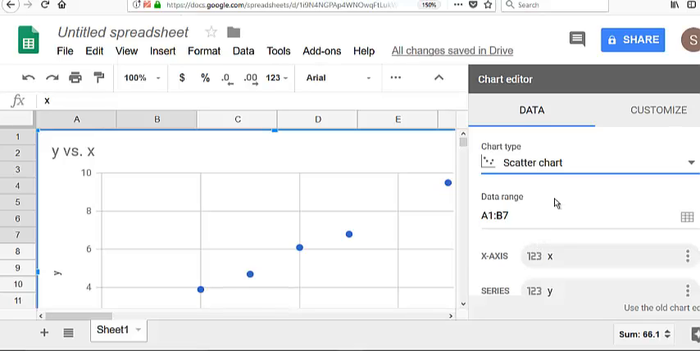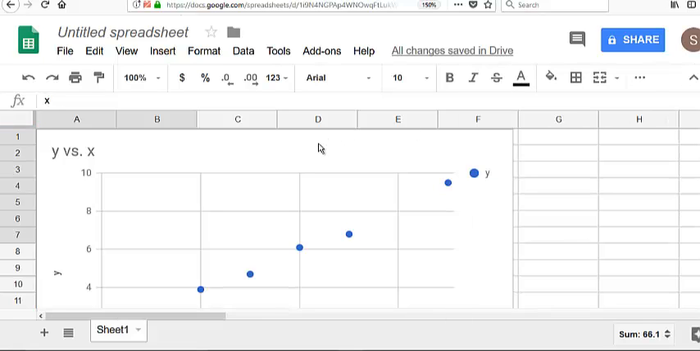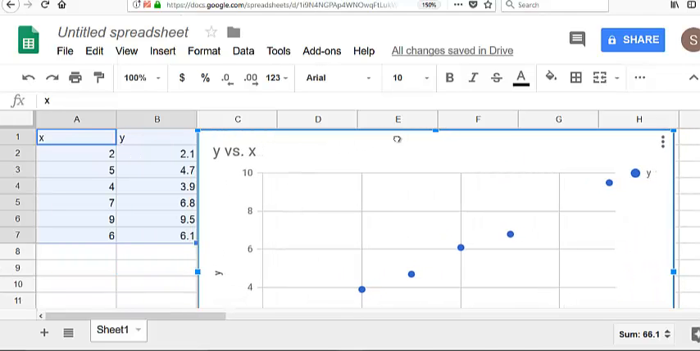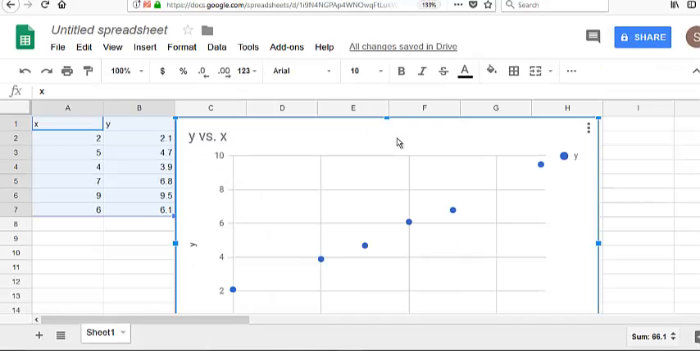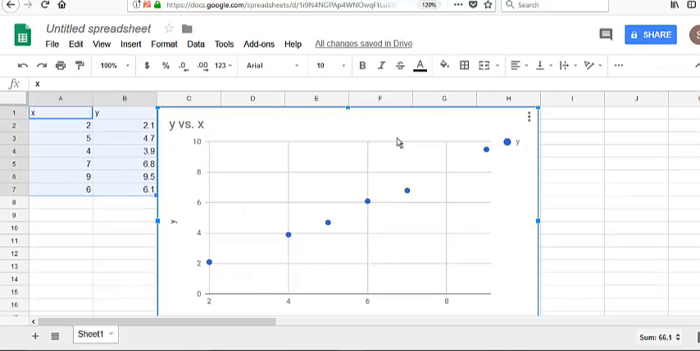I'm just going to close it for right now, and I'm going to move this out of the way so I can see my data. Okay, and I'll zoom out a little bit. So that looks pretty similar to what we just got out of Excel. We have data points representing the XY coordinates. You can see the trend. As I increase X, Y increases. So the only thing we have to do is figure out how to add a trend line to this graph.